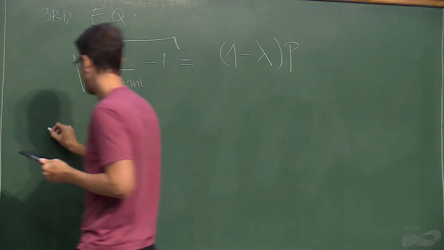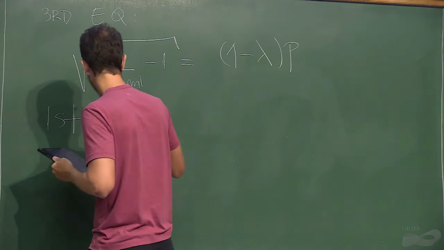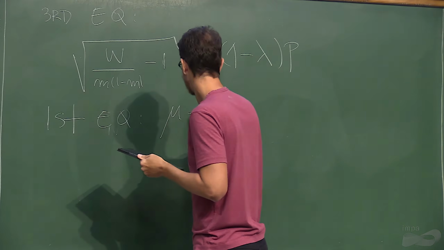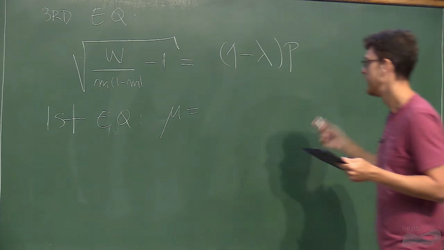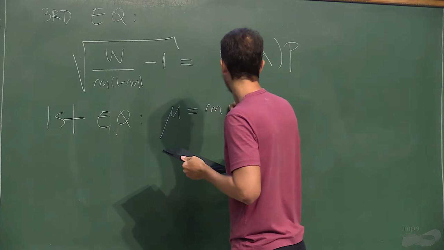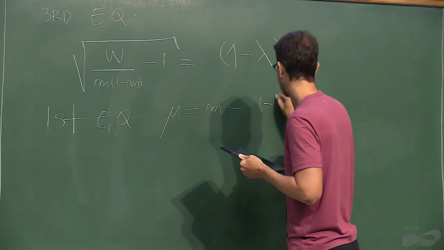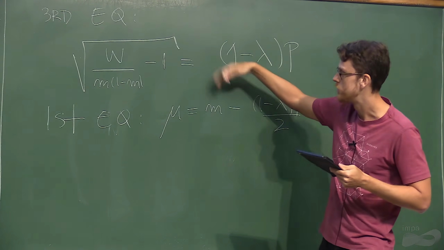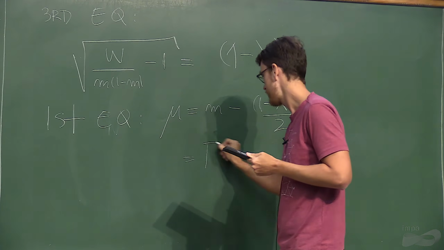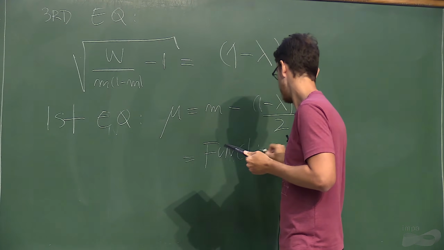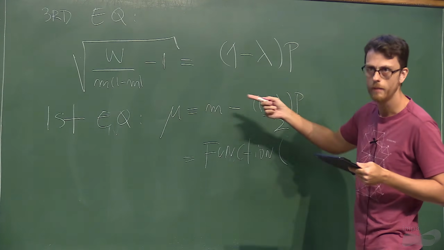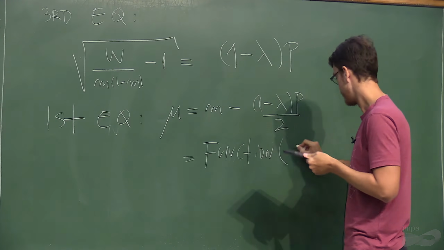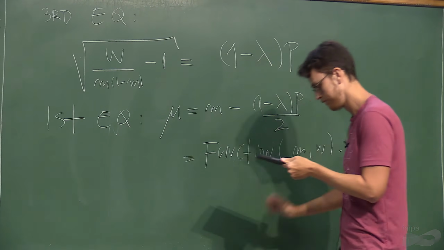Then, if I look at the first equation, what we see is that mu, one of the parameters that you want to estimate, can be written as m minus 1 minus lambda p over 2. So if I combine these two things together, this means that there exists a function which depends on w and m, which gives me mu, right? So that's the first thing.